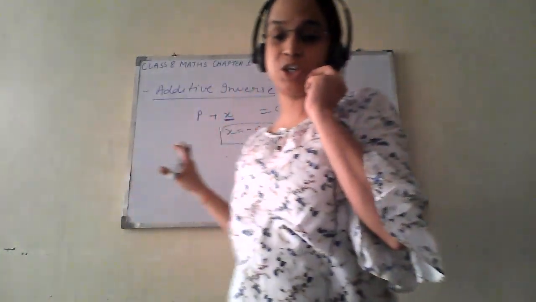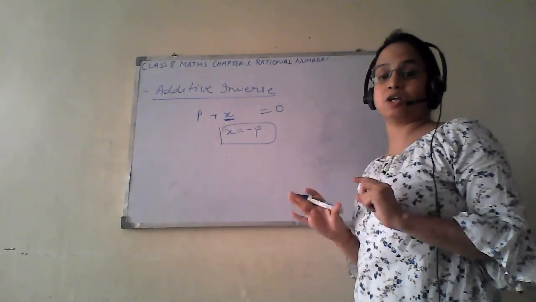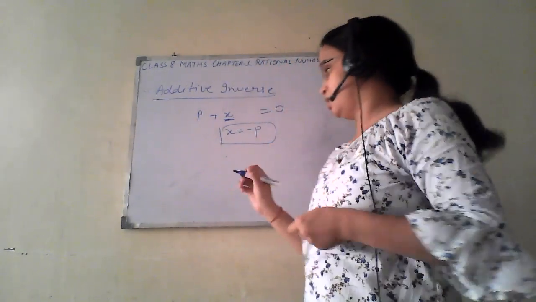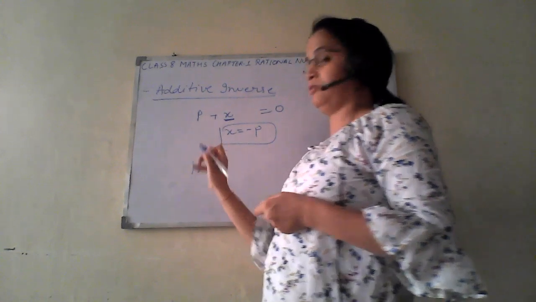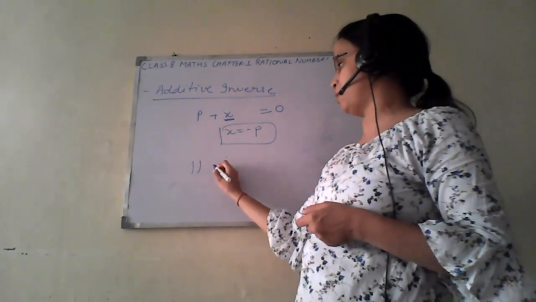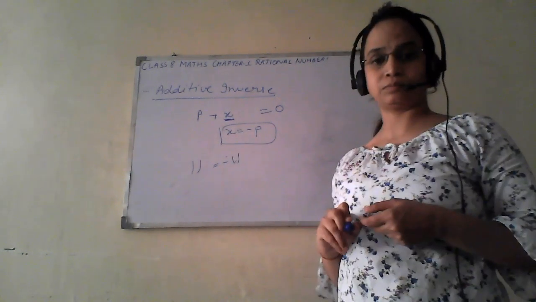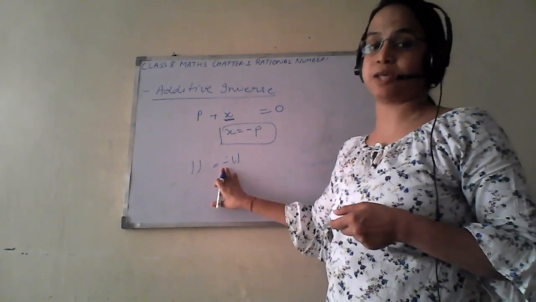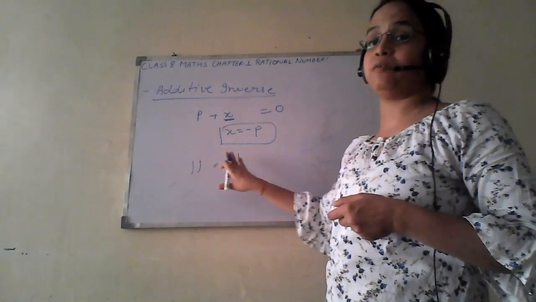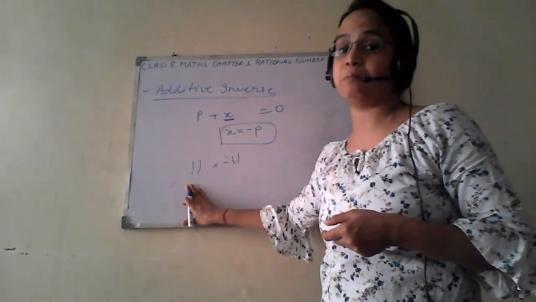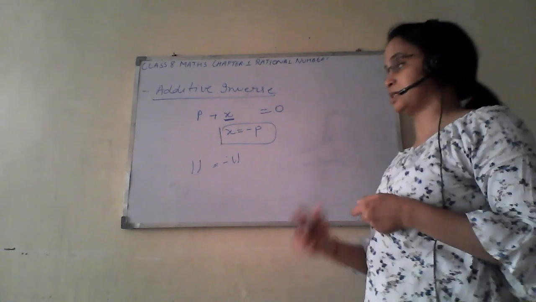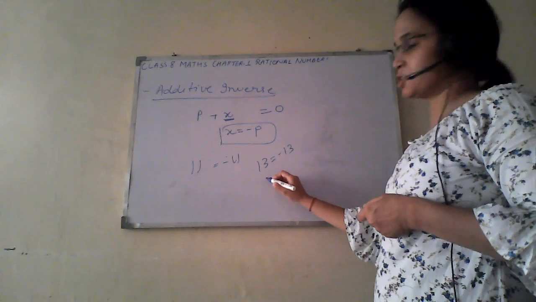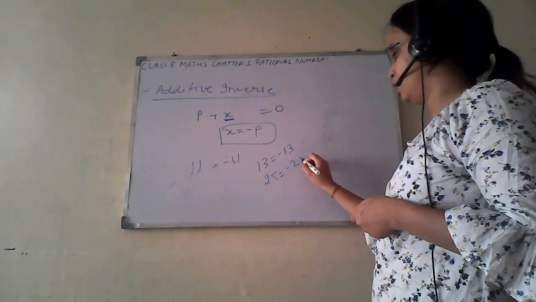So from this discussion, can we conclude that additive inverse of a number is the number itself but opposite in sign? For example, if we take 11, what is additive inverse of 11? It will be minus 11. The number will be the same, their magnitude will be the same, only the difference is the sign. If it is a positive number, additive inverse will be negative. If it is a negative number, additive inverse of the number will become positive. Say additive inverse of 13, it will be minus 13. Additive inverse of 25, it will be minus 25.